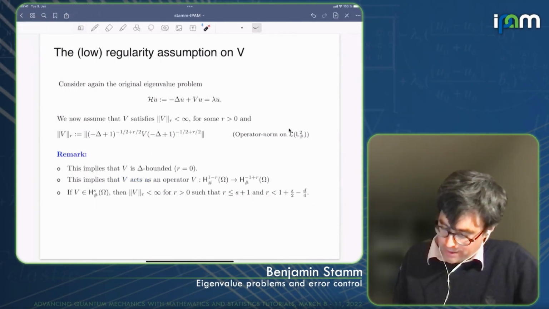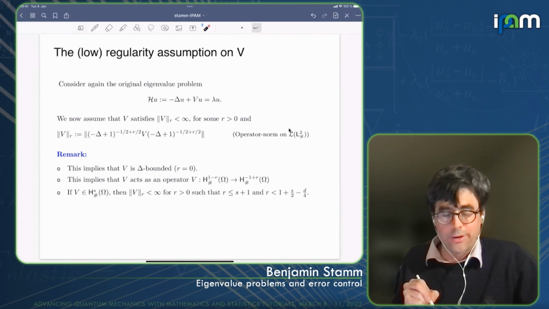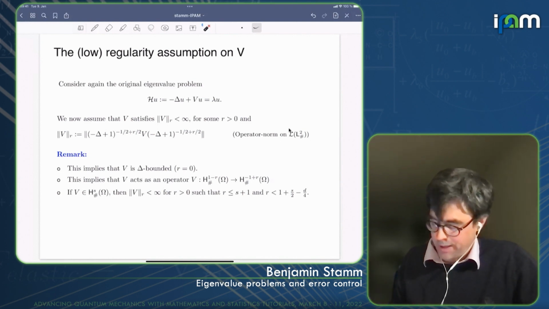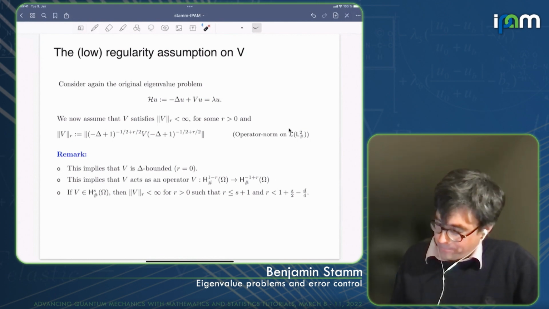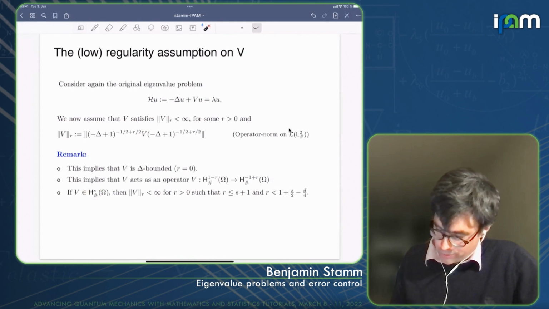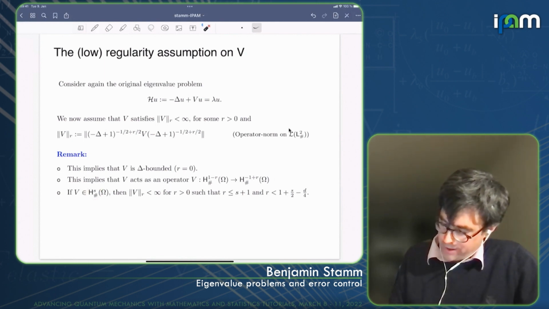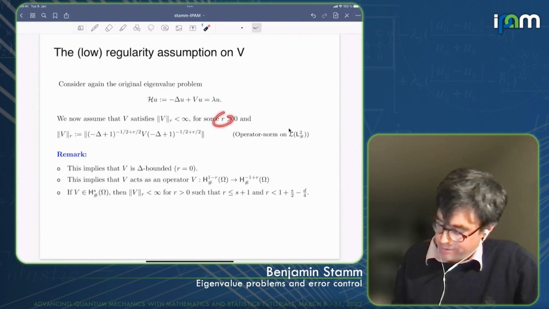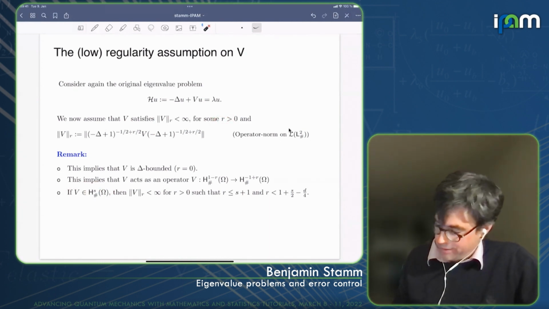So in cases where you can carry out the variational analysis of the plane wave method, at least on paper, this is included for s larger than d over 2. But you can have cases for less regular potentials where you still have a positive R here, but the variational analysis, at least on paper, doesn't hold.